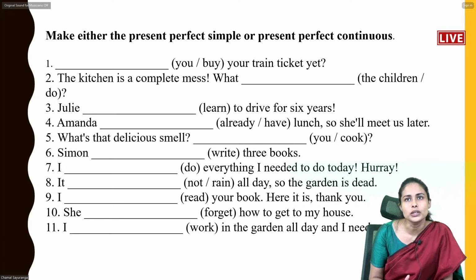Next one, I read your book, here it is, thank you. Present perfect. What's the correct sentence? I have read your book. I have read your book, here it is, thank you.